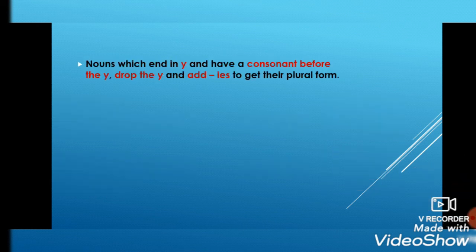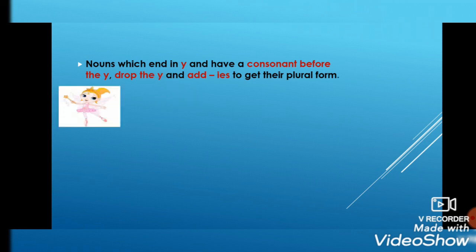The fourth rule. Nouns which end in y and have a consonant before the y, drop the y and add ies to get their plural form. So if the noun ends with y and before the y we have a consonant letter, not a vowel letter, we have to drop the y and add ies.